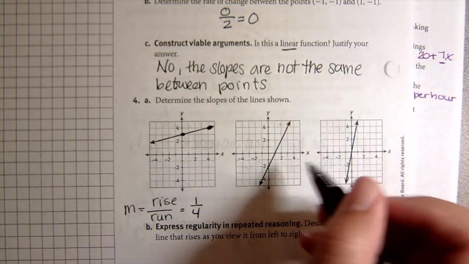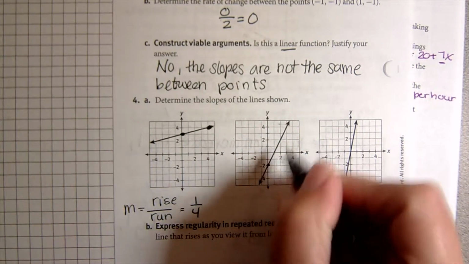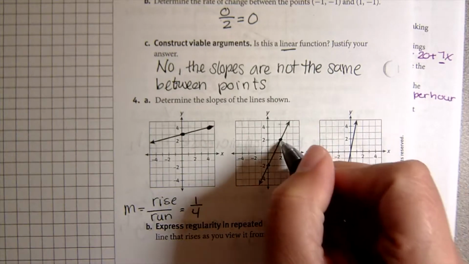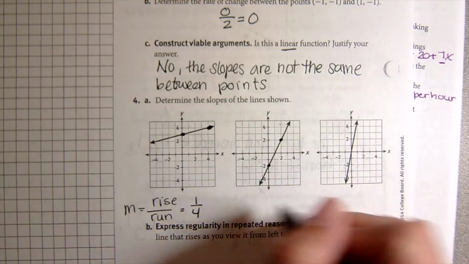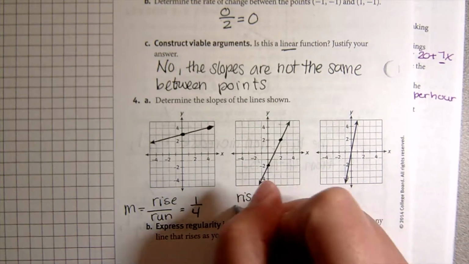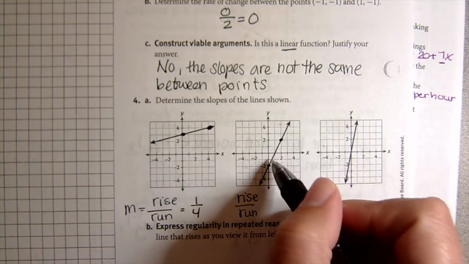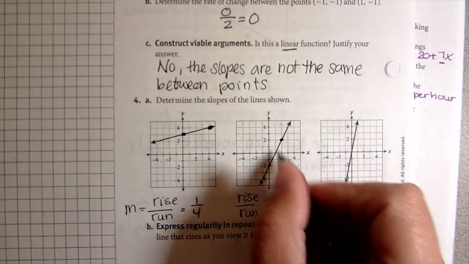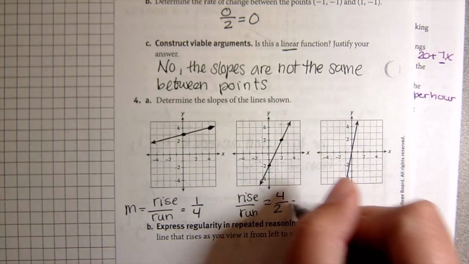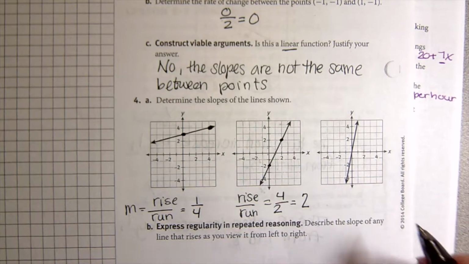All right, the second graph. So let's start here and end here. So what is my rise going to be for that one? 4. 1, 2, 3, 4. And what is my run going to be? 2. So that reduces to just positive 2.